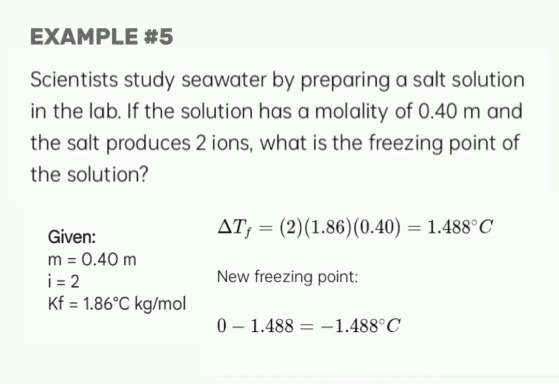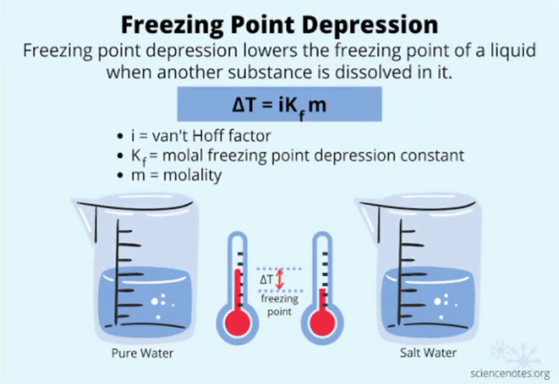So, freezing point depression happens because adding a solute lowers the freezing point of a solvent. By using the formula, we can easily calculate how much the freezing point changes.